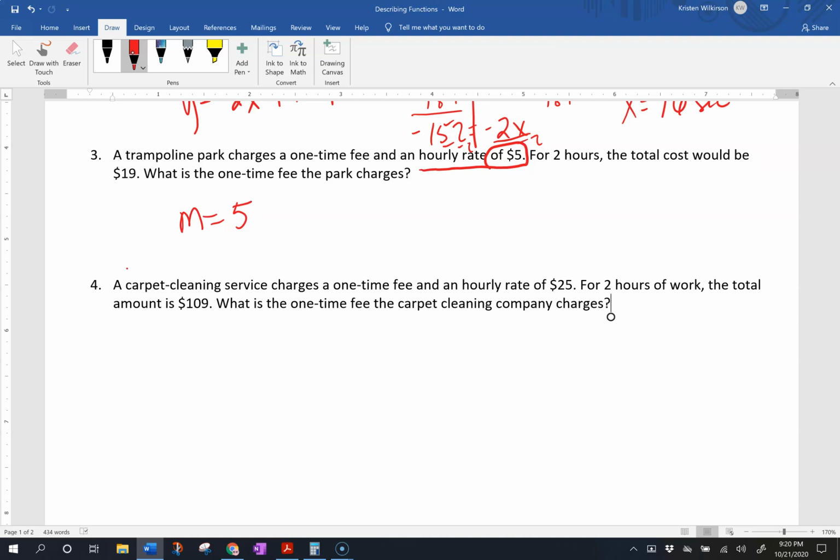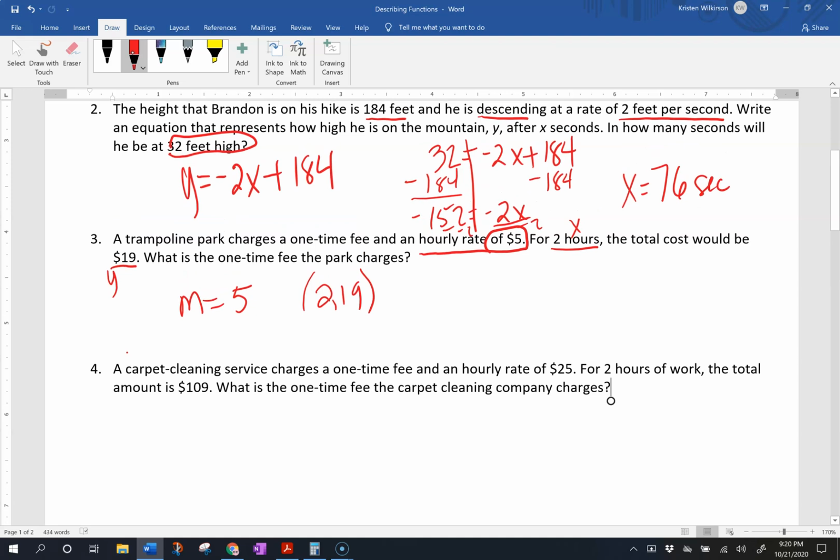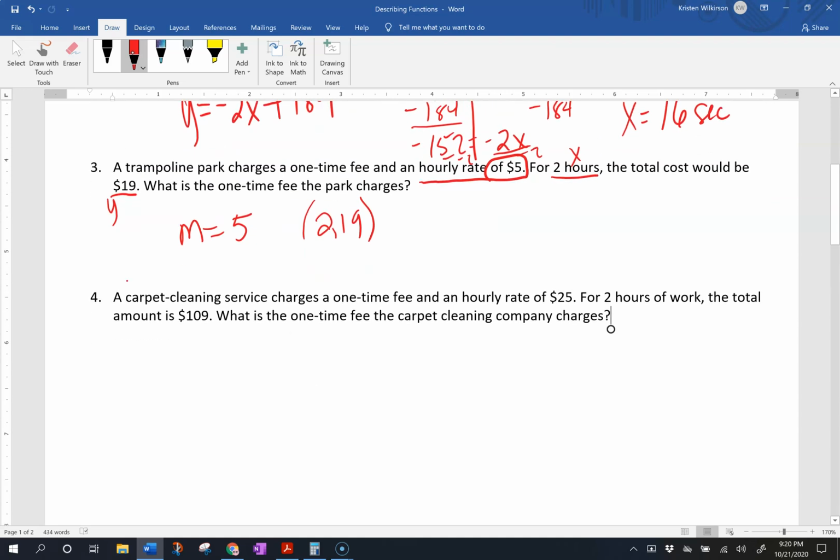Then it also tells us that for 2 hours, they charge $19. So that's a coordinate, an x and a y. So x is the hours and y is the total cost. So we can write it as a coordinate (2, 19), and then that tells us that, oh, I have a slope and I have a point, so I'm ready to write it in point slope form. Okay, whereas in the problem above it, I had a slope and a y-intercept. So that's kind of where you got to decide which form works best for you with what you're given.